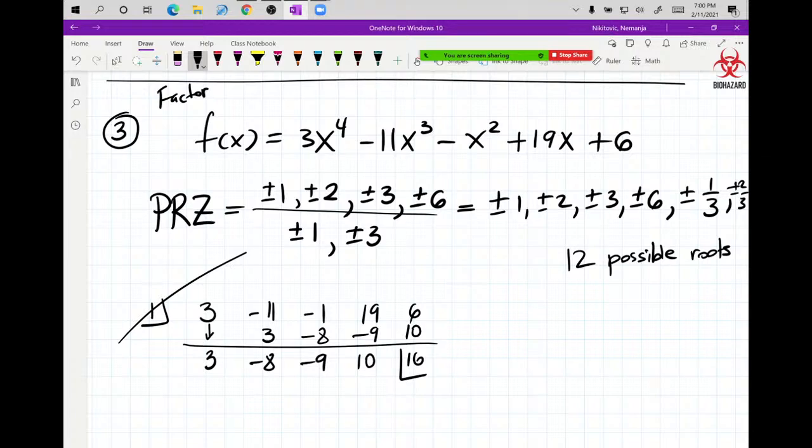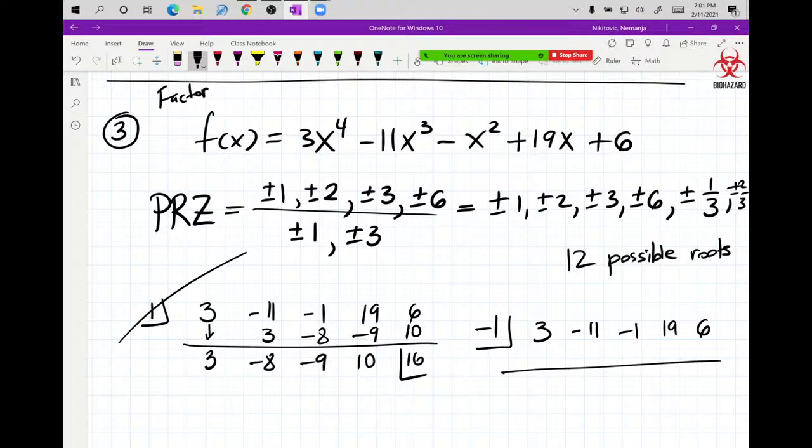We did not get 0, which means we have a remainder. If we have a remainder, it did not divide evenly, therefore 1 is not a factor. We send 1 home, and we go and try negative 1. That could be our next stop in life. So let's go. We are testing negative 1. 3, negative 11, negative 1, 19, and then 6.